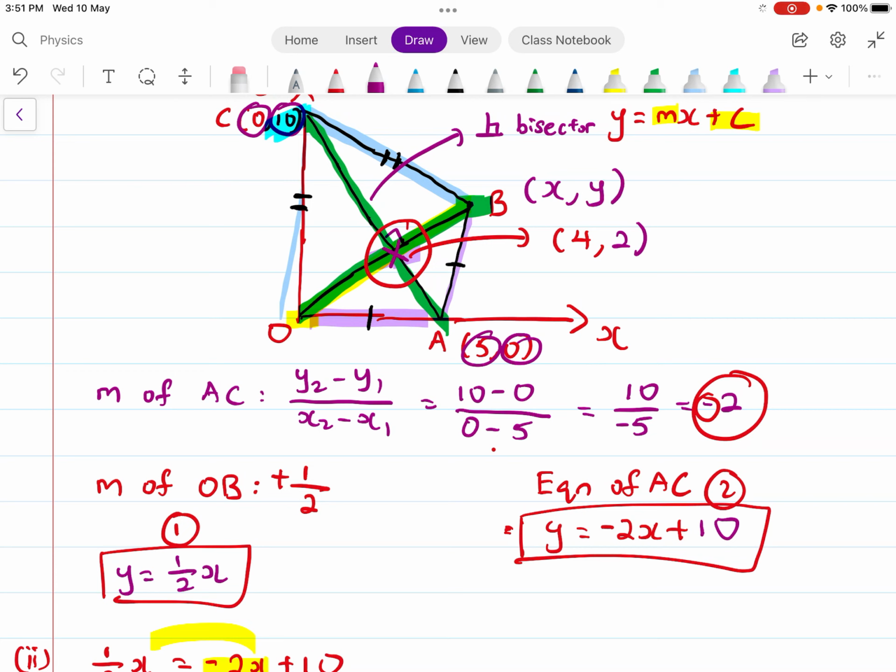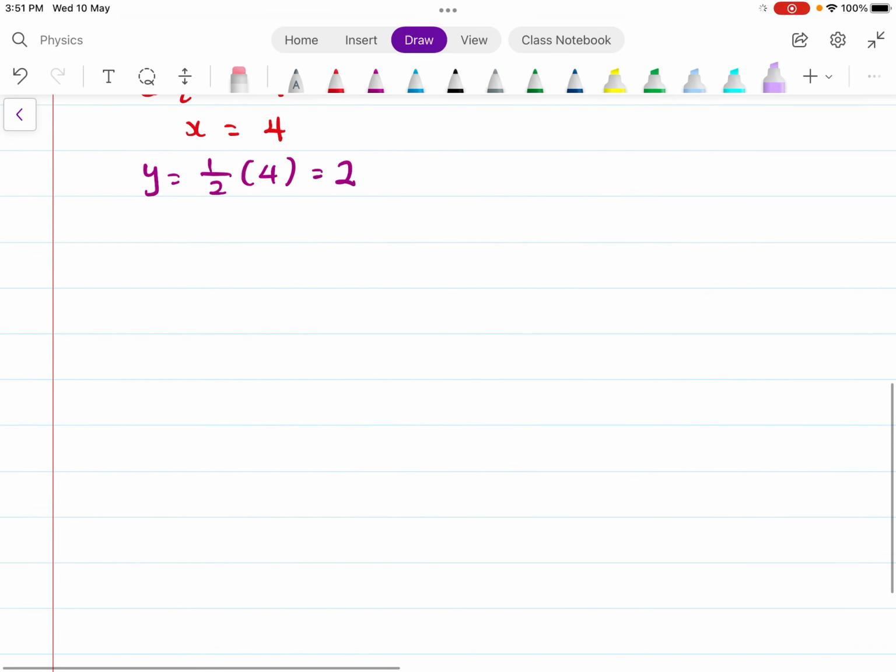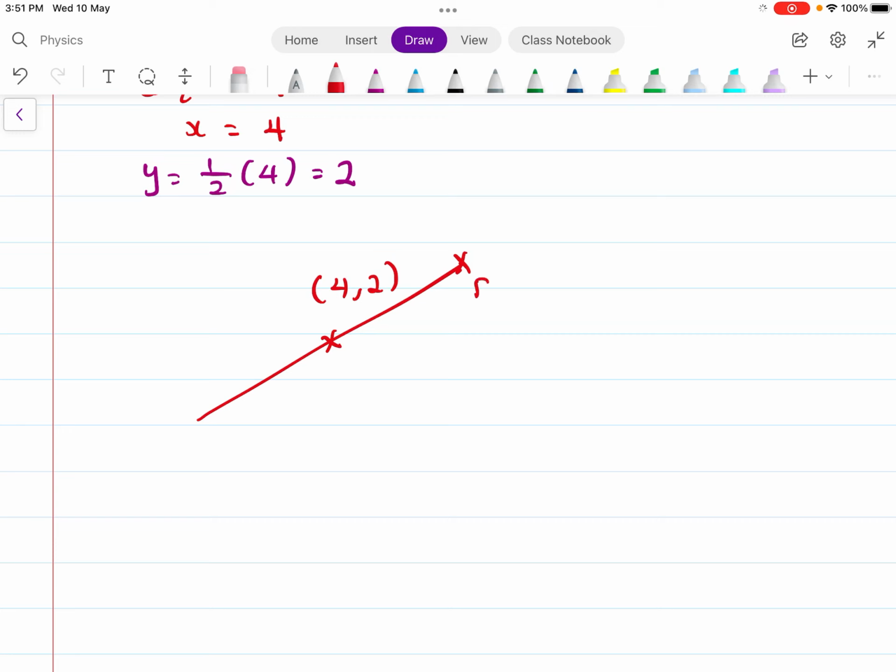The origin is 0, comma, 0. We know that 4 is the midpoint between x and 0. So how do I find x? And 2 here is the midpoint of y and 0. So how do I find y? Let me write here. Maybe I draw another one. This is 4, comma, 2. This is your B, which I do not know, x, y. Then this is your 0, comma, 0.